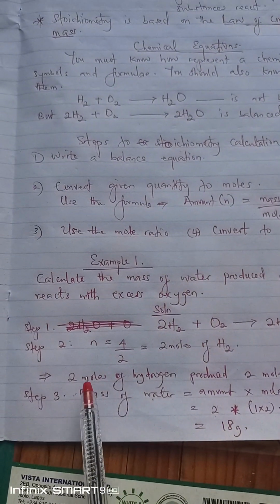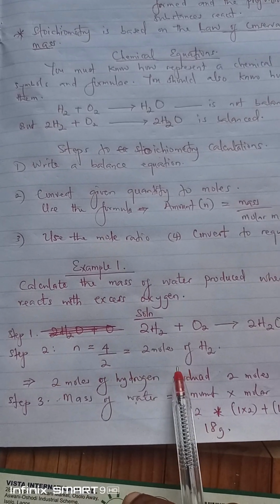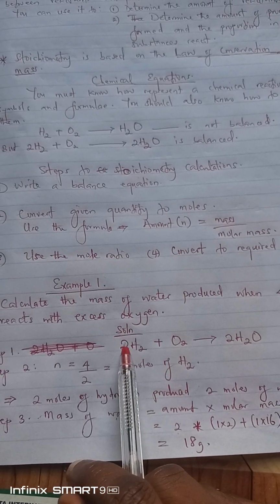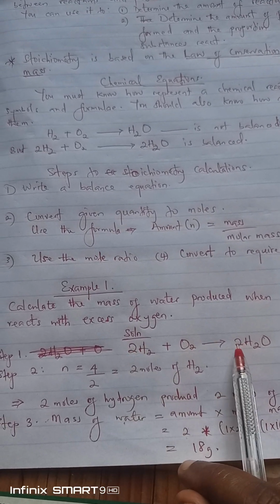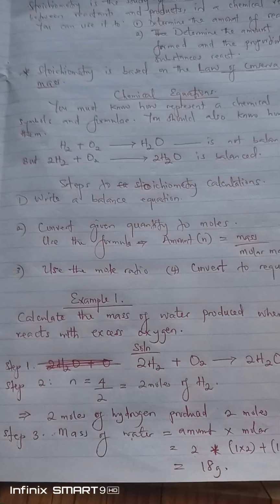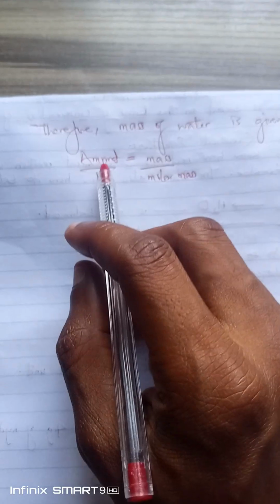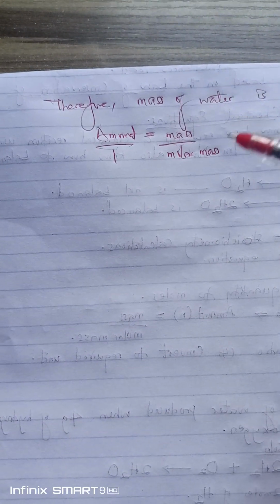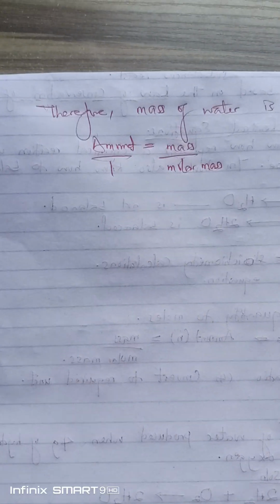So I now say it implies that 2 mole of hydrogen produce 2 mole of what? Water. How did I know that? Go to the equation. Did you see this? 2 mole of hydrogen produce 2 mole of water. So now, since we have known that 2 mole of hydrogen produce 2 mole of water, what we are going to do now is to convert the 2 mole of water to mass of water, because the question says what is the mass of water produced. It did not say what is the mole.